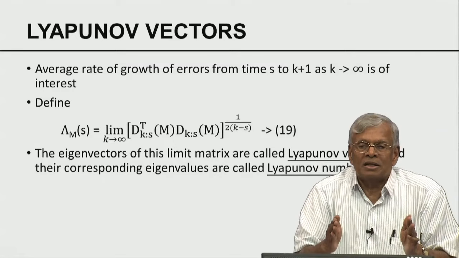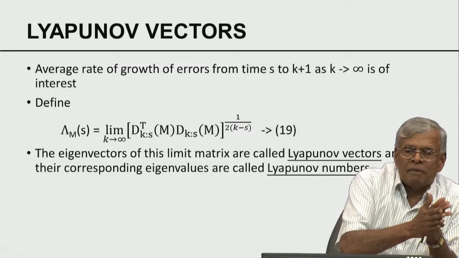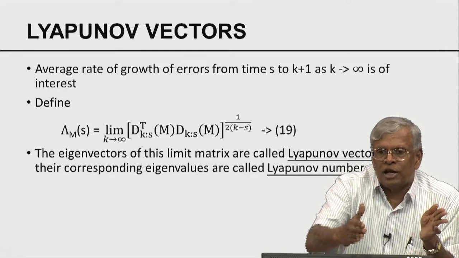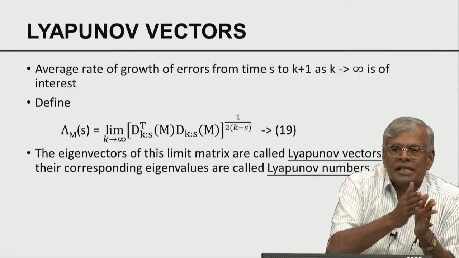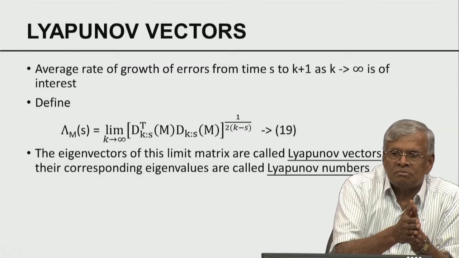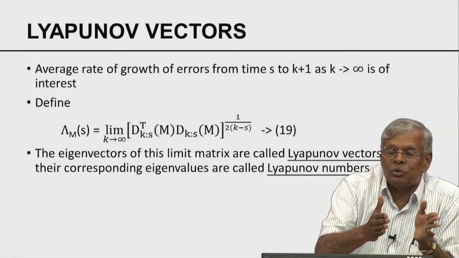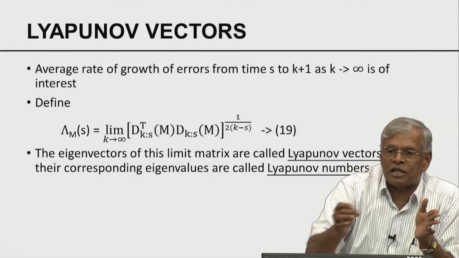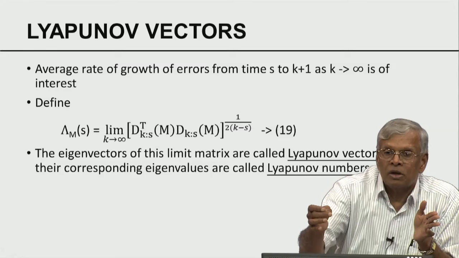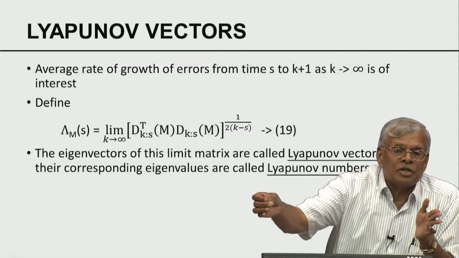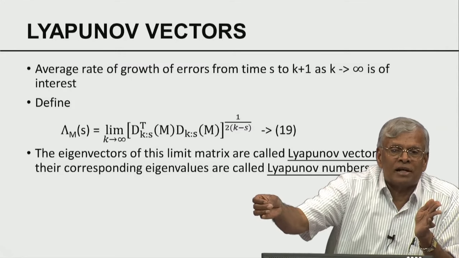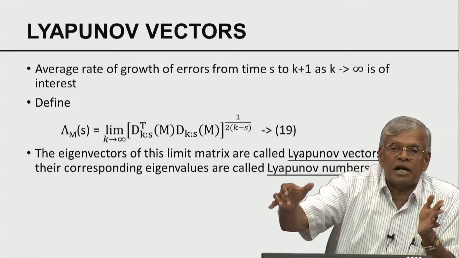So what does it mean? Today I am going to make a 1 day forecast, 2 day forecast, 3 day forecast, 5 day forecast. The error in the 1 day forecast is there but smaller. The error in the 2 day forecast is slightly larger. The error in the 5 day forecast is more. Why don't you want to do the 10 day forecast? It is not that I don't know how to make a 10 day forecast. I can make the 10 day forecast too.